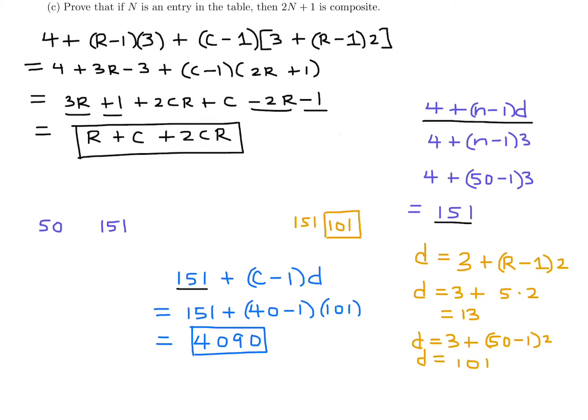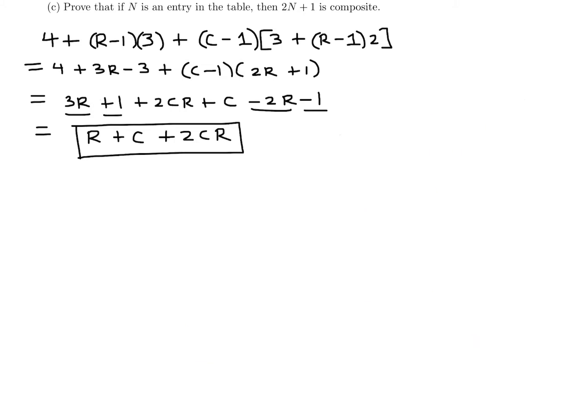Prove that if n is an entry in the table, then 2n plus 1 is composite. A composite number is basically any number that's not a prime. So for example, 9 is a composite number because it can be divided by some number. Like for example, 9 is divisible by 3. But 7 is not a composite number, it's a prime. 7 cannot be divided by any number other than 1 and itself. So that's just a very quick refreshment of your memory to remember what is composite.